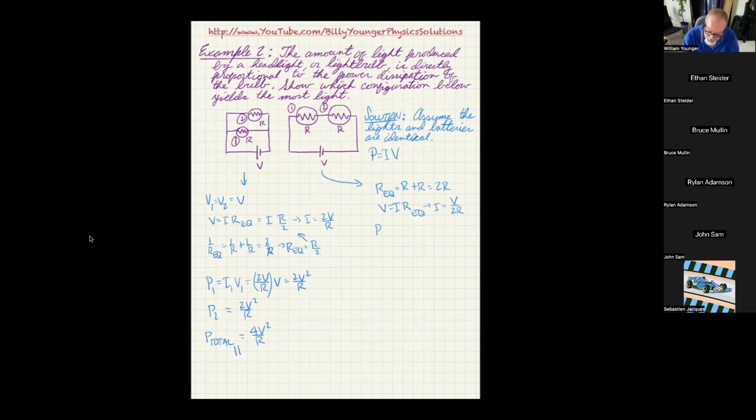Now P1, oh, I should also say V1 is equal to 1/2 V, but that's also equal to V2 just by symmetry. The fact that they are identical and the fact that they're in series means the voltage is going to step down by half across the first light bulb and then by half again across the second light bulb. So now I can say that P1 is equal to I1 V1, but I is going to be V over 2R, and V is going to be V over 2. So I'm going to get V squared over 4R. P2 is going to be the same thing, V squared over 4R.